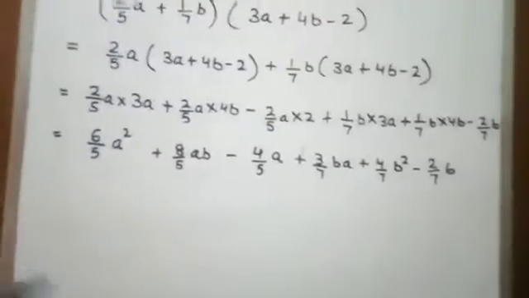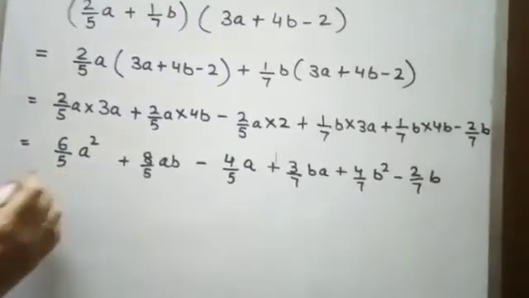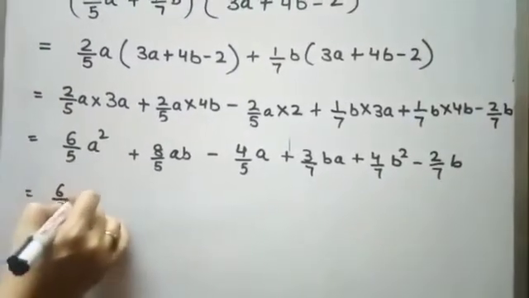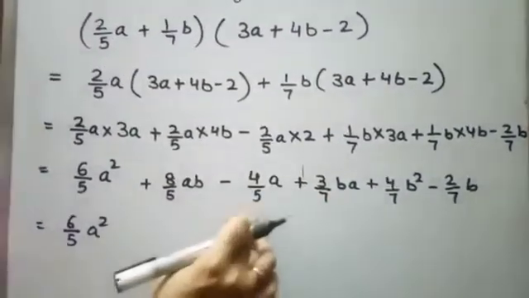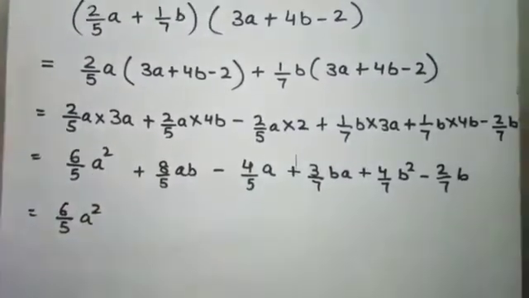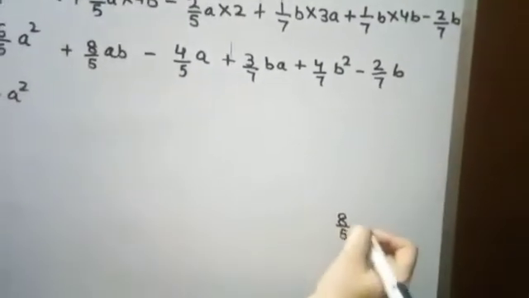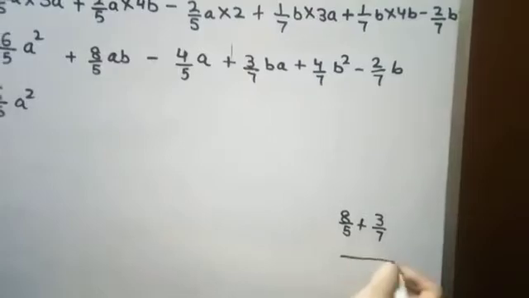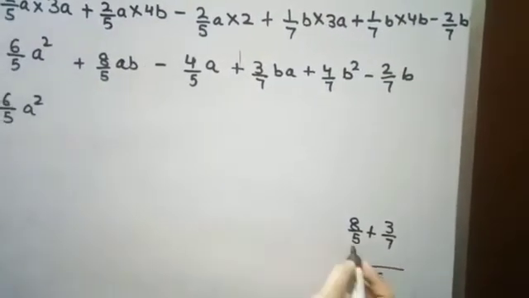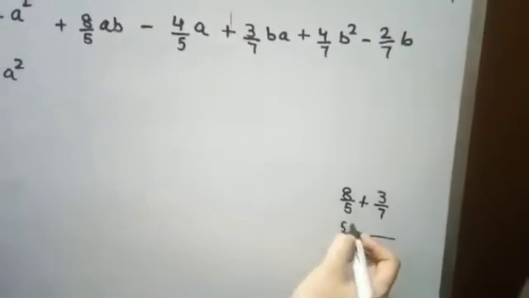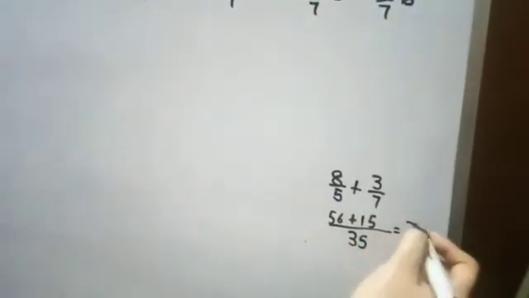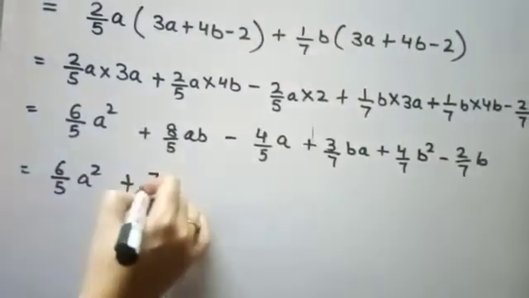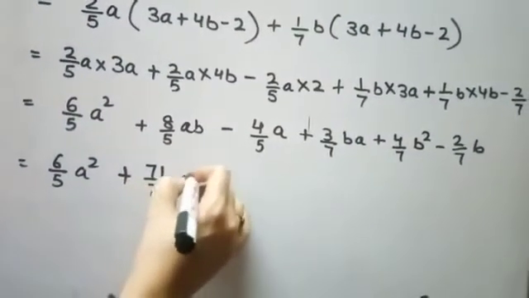Now we have to look out for the like terms. a squared, a single term we are having here. ab, ba, these two are like terms. So we will look out for their constant part. 8/5, you can do it in the rough, plus 3/7. The LCM is 35. 35 divided by 5, 7 eights are 56. 5 threes are 15. 71/35. So the constant part is 71/35 ab.